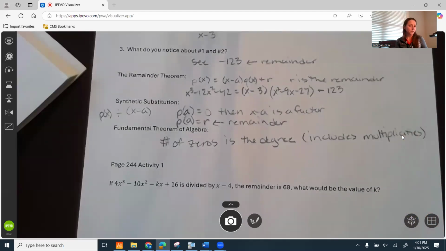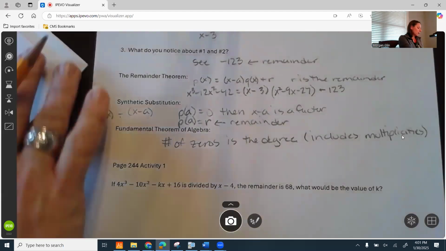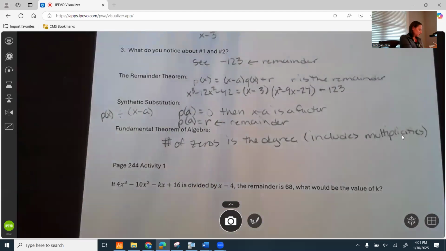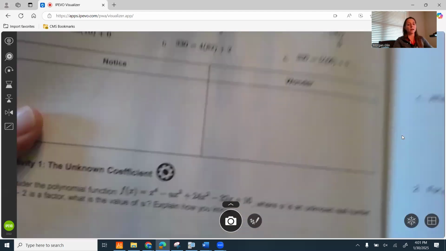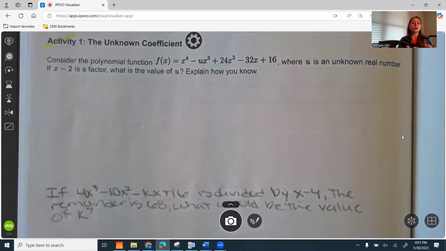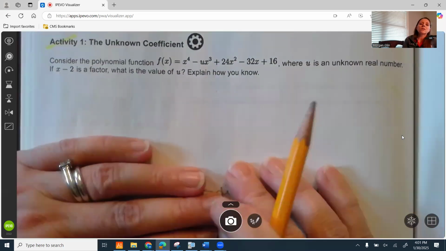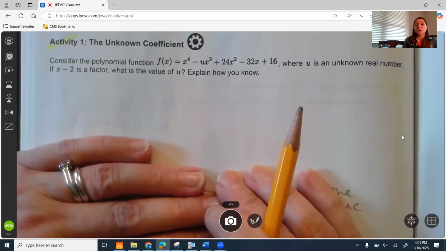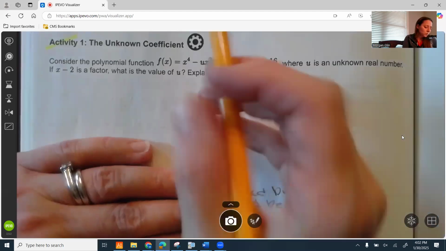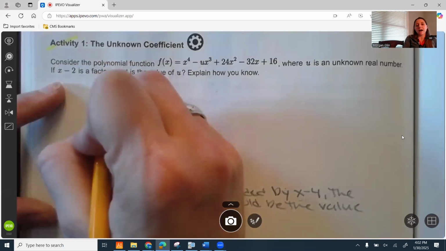Now let's go to page 244 and look at activity 1. Activity 1 is down here. This is going to be a good problem to use synthetic substitution for. Consider the polynomial function f of x, where u is an unknown real number. You see u right here. Now, x minus 2 is a factor.